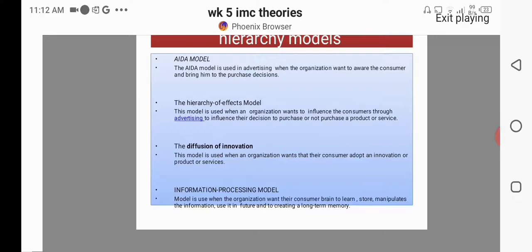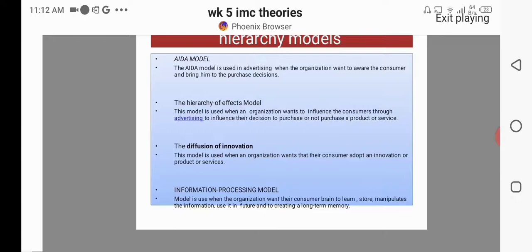So the AIDA model stands for attention, interest, desire, and action. The AIDA model is used when the organization wants to make the consumer aware and bring them to the purchase decision. So the AIDA model stands for attention, interest, desire, and action.